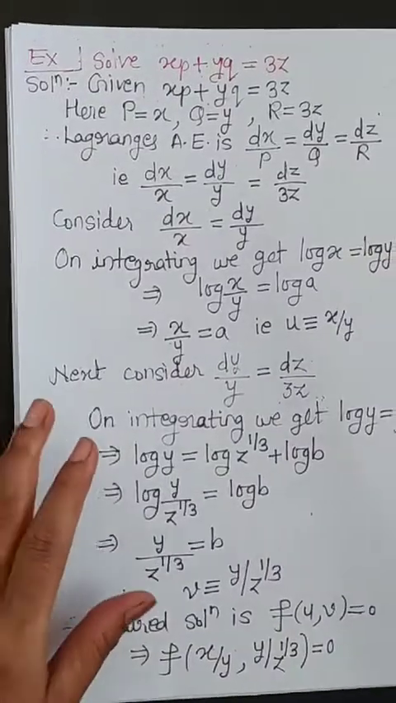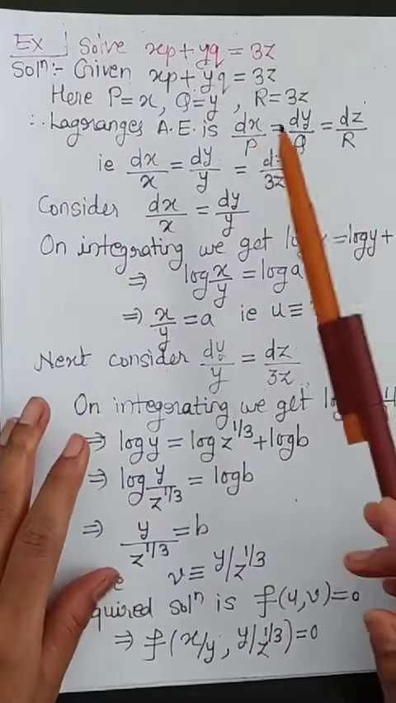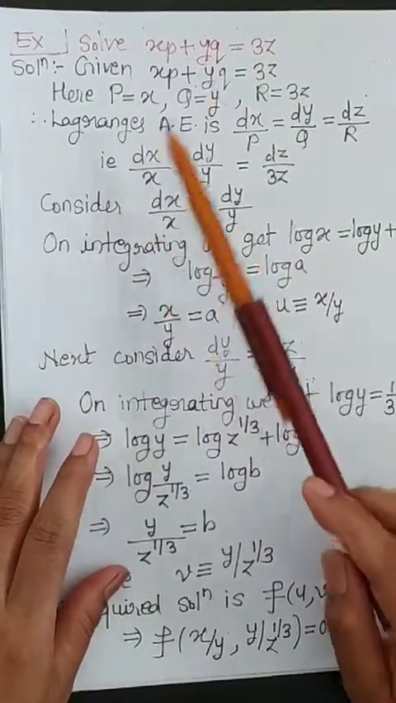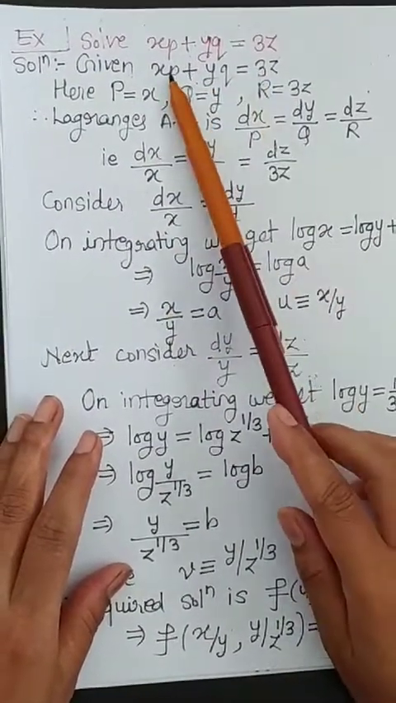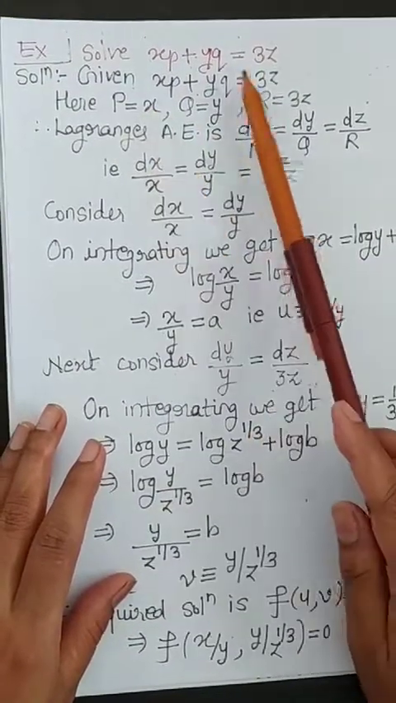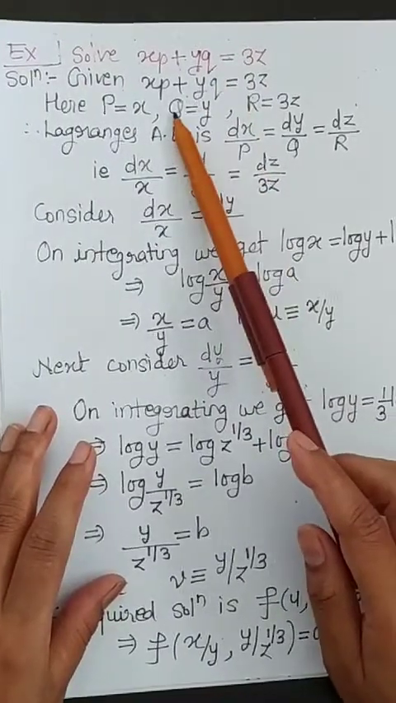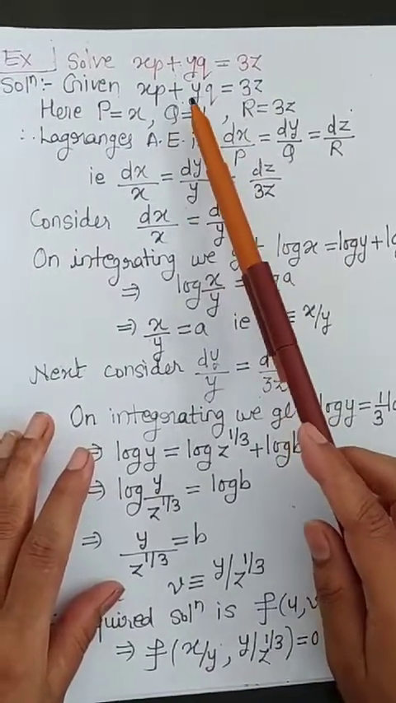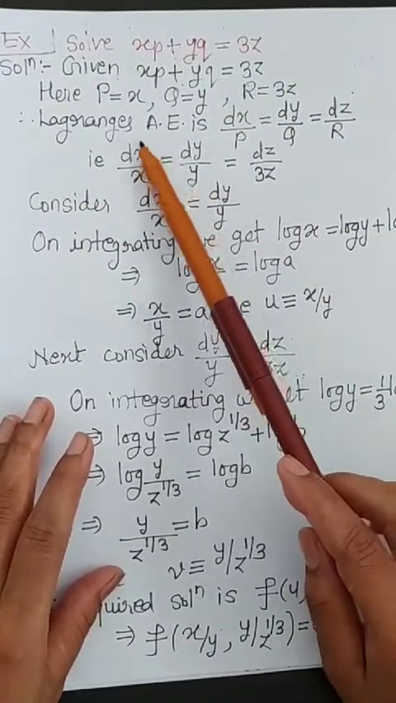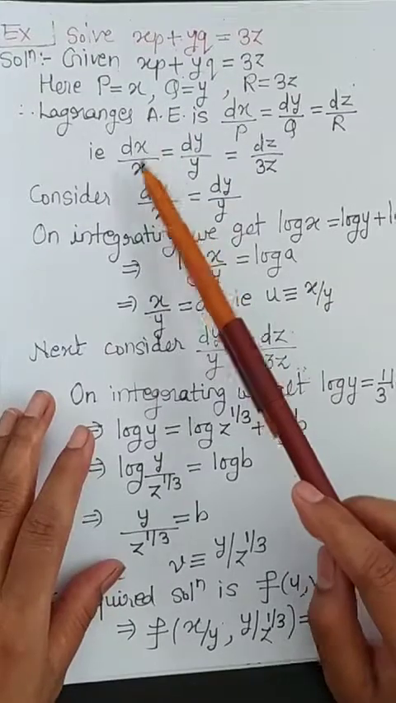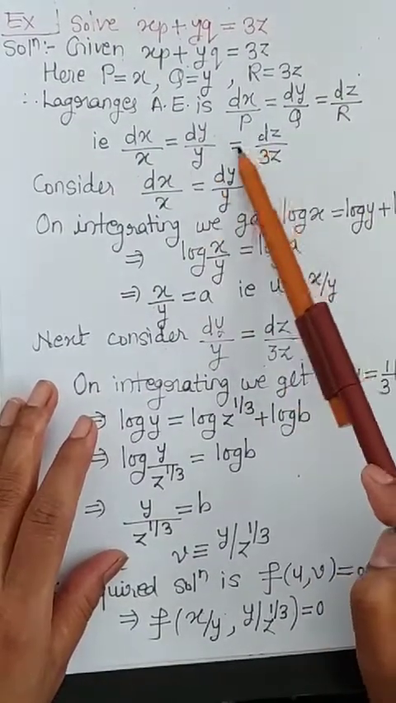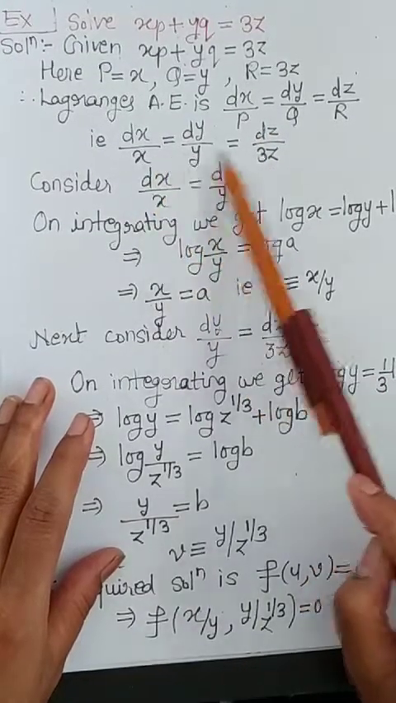Yes, let us take the second example on method 1. So it is xp plus yq equal to 3z. Again comparing with the standard form, the coefficient of p is capital P, so that is x. The coefficient of q is capital Q, that is y, and the right hand side is capital R. So we can write the Lagrange's auxiliary equation, which is dx by P, which is x, equal to dy by Q equal to dz by R, substituting P, Q and R.